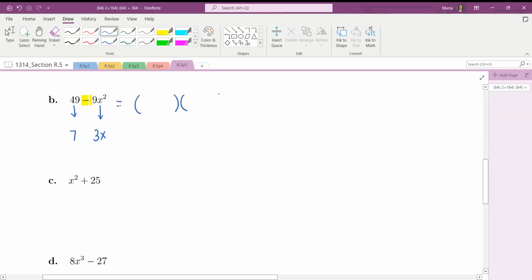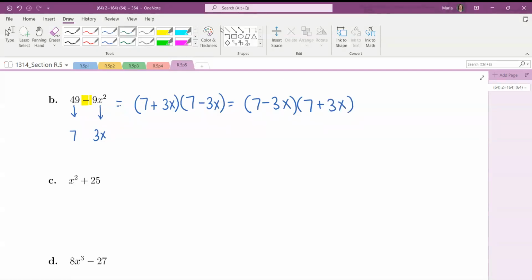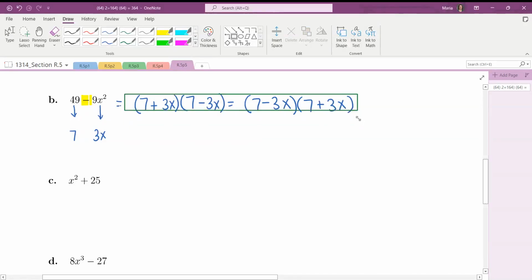So it's very easily factored. Write down your factors. You have to keep the order. Do not feel like the x has to be on the left side. Here the 7 has to go on the left, and the 3x has to go on the right. Now we can put our signs, one of each. Again, this is equivalent to 7 minus 3x times 7 plus 3x. Either is acceptable. We're done. You can multiply it back out to check yourself. You should get 49 minus 9x squared.